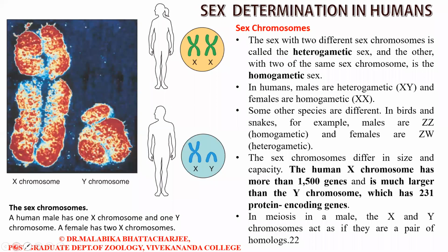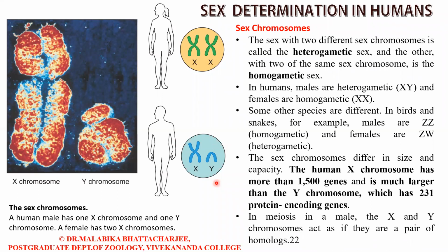Now, this is another view of the X chromosome, and this is the Y chromosome. As you can see, in comparison with size, the Y chromosome is comparatively very small. Now, in the case of female, as I'm reiterating, there are 2 X chromosomes, and in the case of male, there is an X and a Y chromosome.